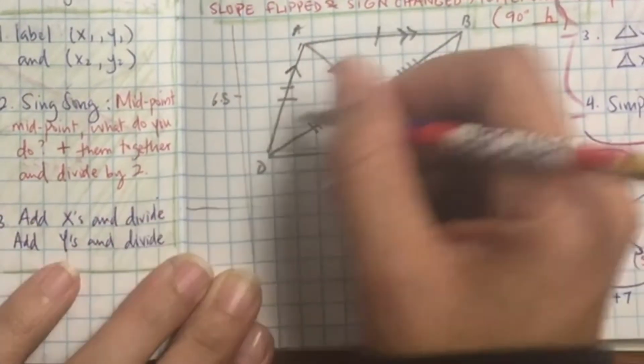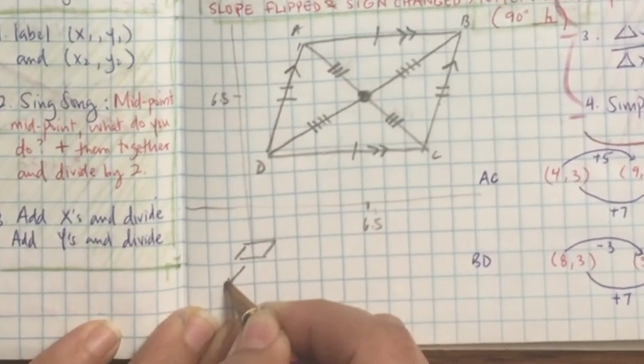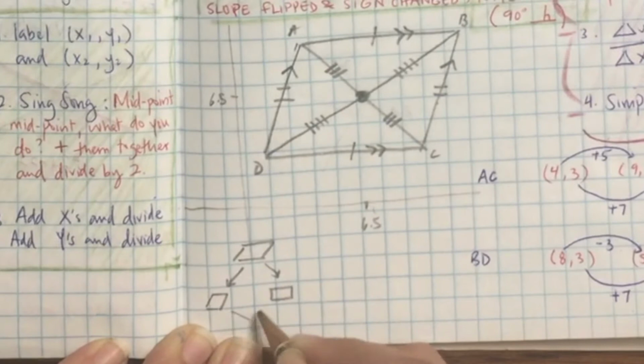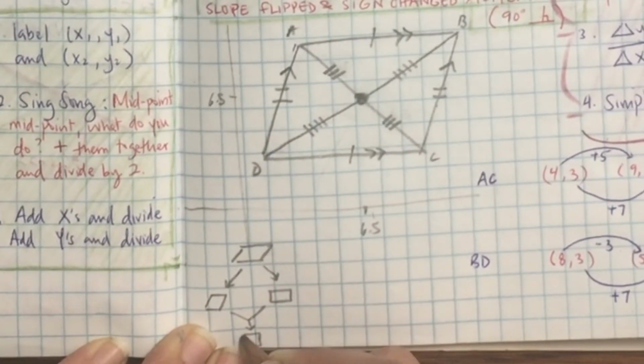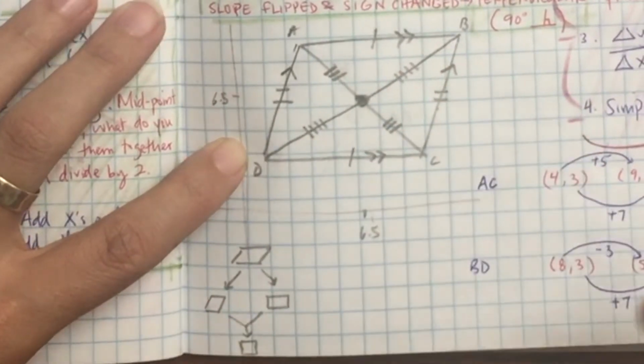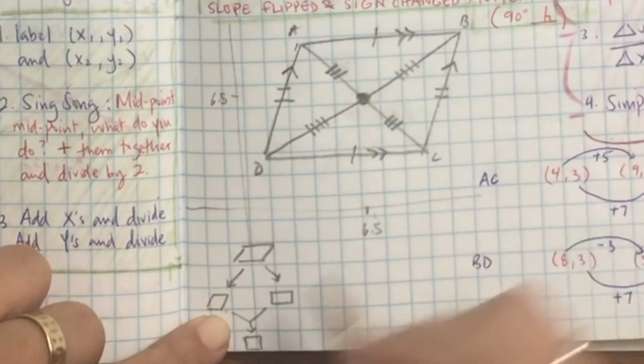So now we're going to check if it's a rectangle. So let me remind you of the family tree again. Parallelogram gives birth to a rhombus, which is a slanted square, and also gives birth to a rectangle, who give birth to a square. So we know it's not a rhombus because the diagonals don't meet at 90, because the slopes of the diagonals are not perpendicular.